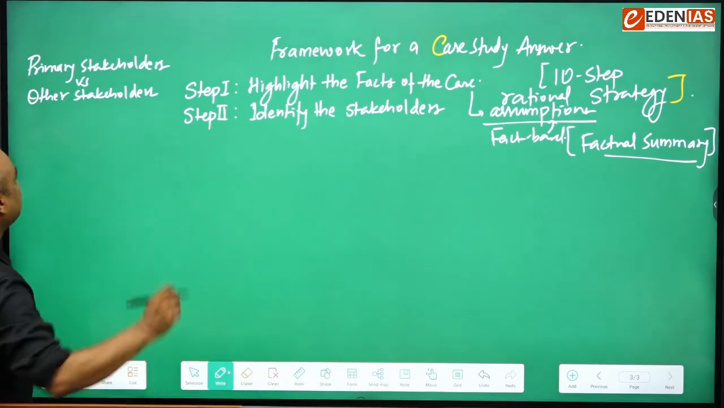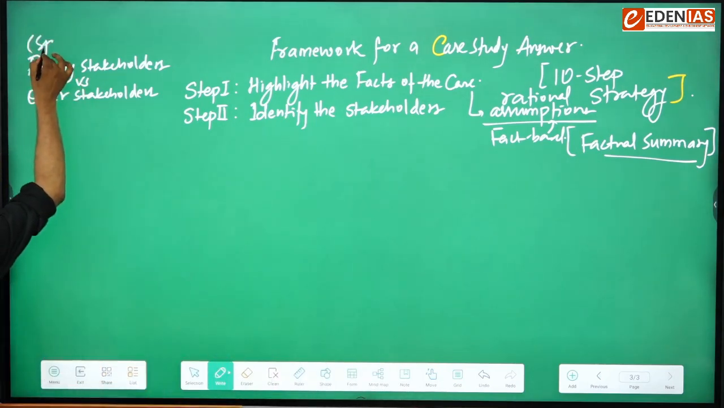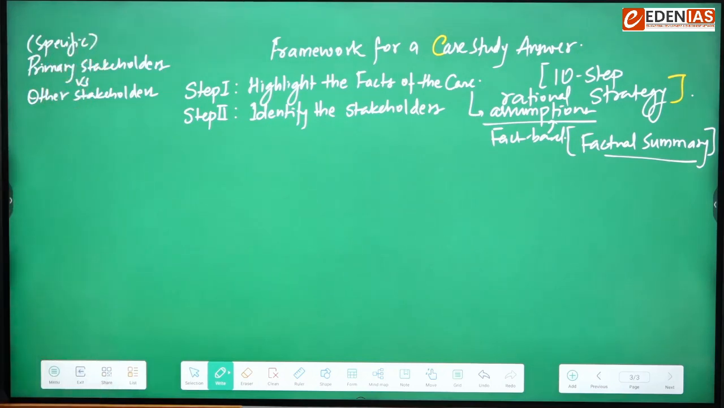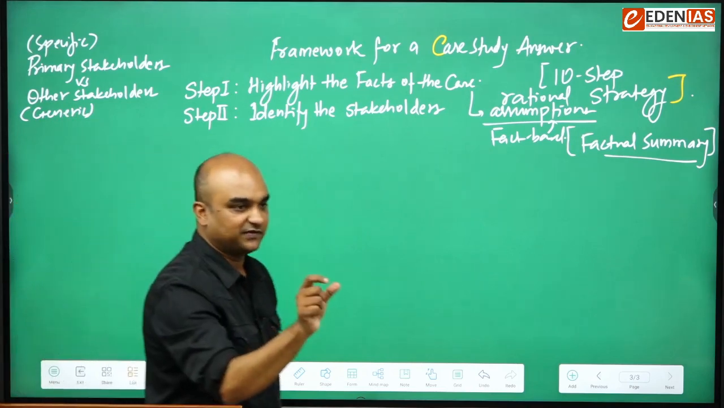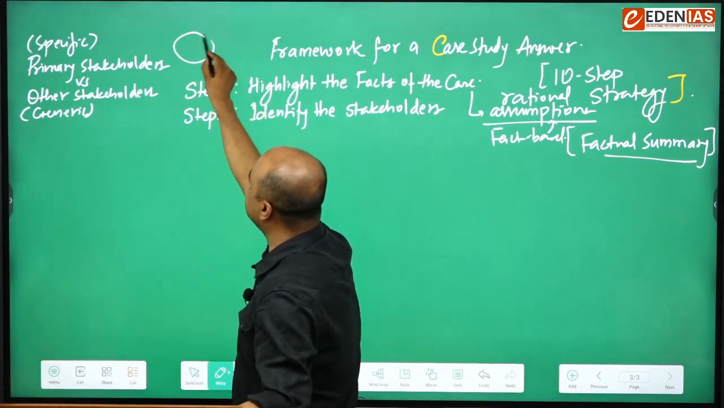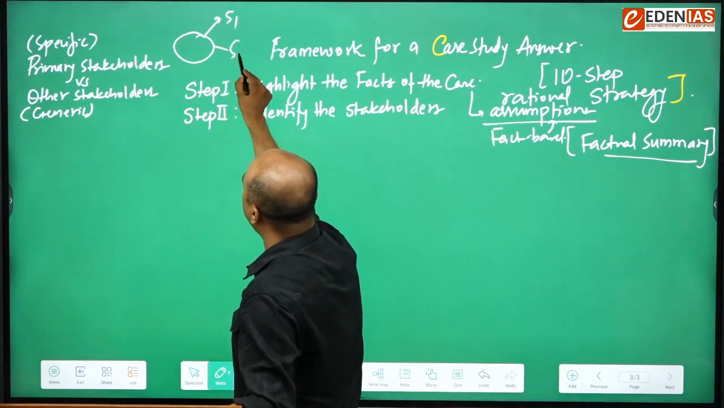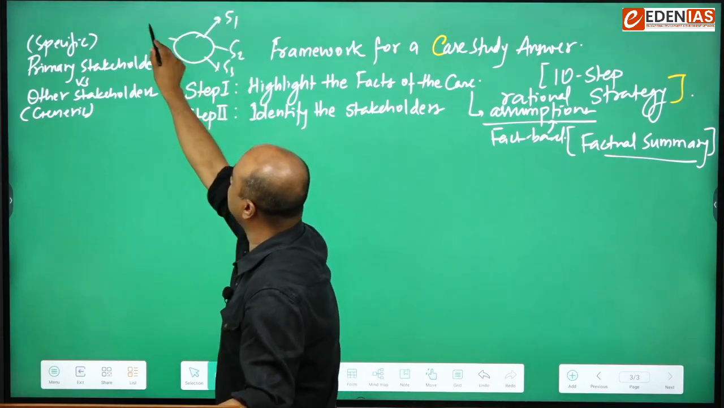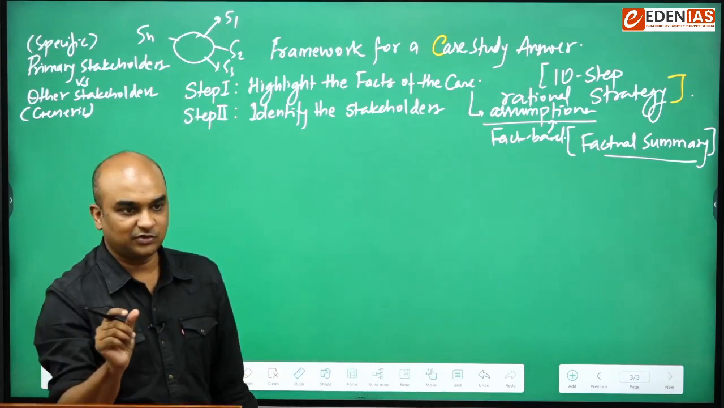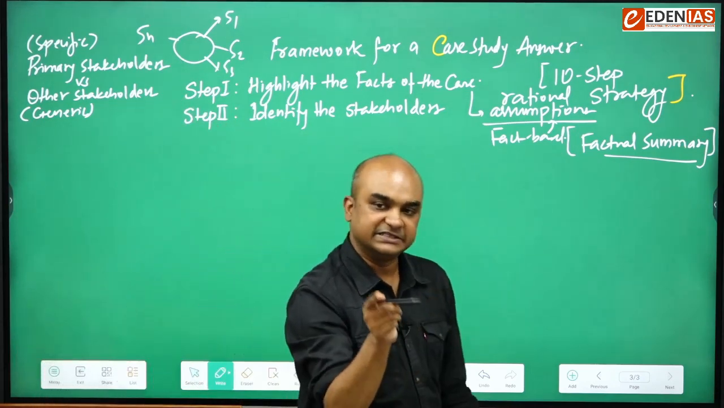So primary stakeholders are the specific stakeholders. You can also call them the specific stakeholders. Specific stakeholders are those who are mentioned in the case, and then you have the other stakeholders. We can also call them the generic stakeholders. So you have specific stakeholders and you have generic stakeholders. So in any given case, there could be multiple stakeholders, and some of them would be specific stakeholders and some of them would be generic stakeholders.